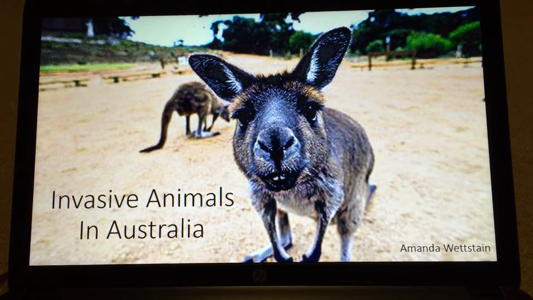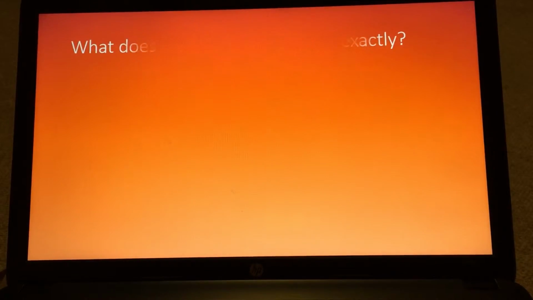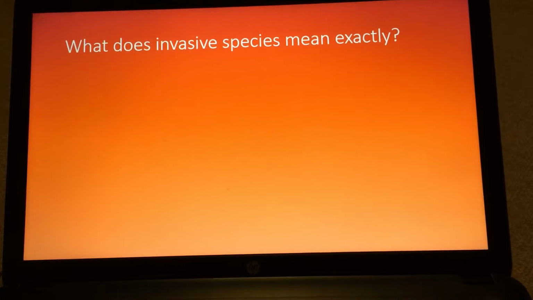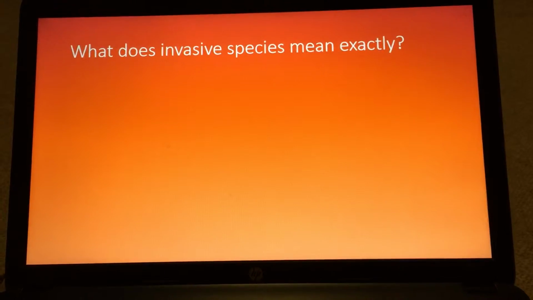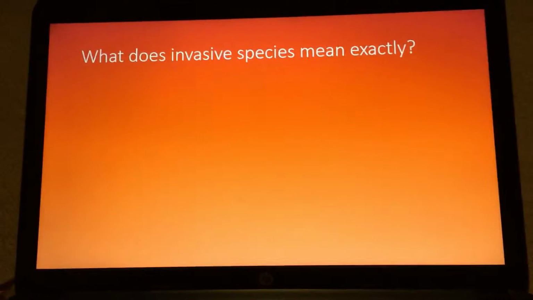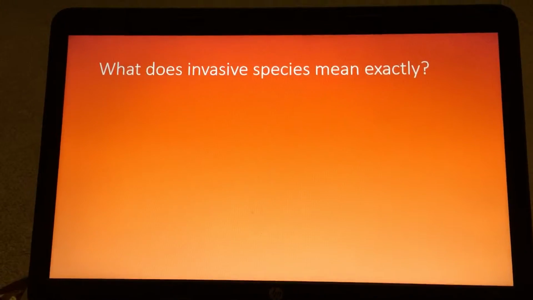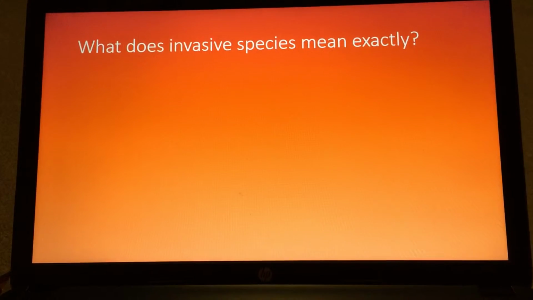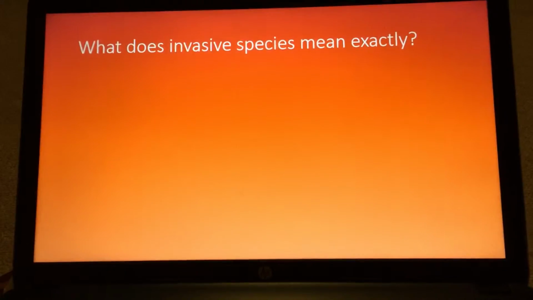Invasive animals in Australia. What does invasive species mean exactly? When I thought about this, I actually didn't know what it was until I looked it up. Of course, there are so many different types of feral animals, things like that.